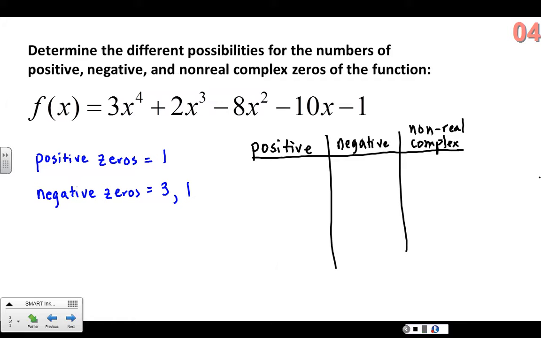Okay? So there is one possibility of a positive, so that's going to be 1 always, no matter what. So if I have one positive, that means that I have to have the negative. I have a possibility for 3 negative zeros. So that adds up to be 4, so that means I'd have no complex solutions at all. If I have one positive and then one negative, that means I'd have to have 2 non-real complex.